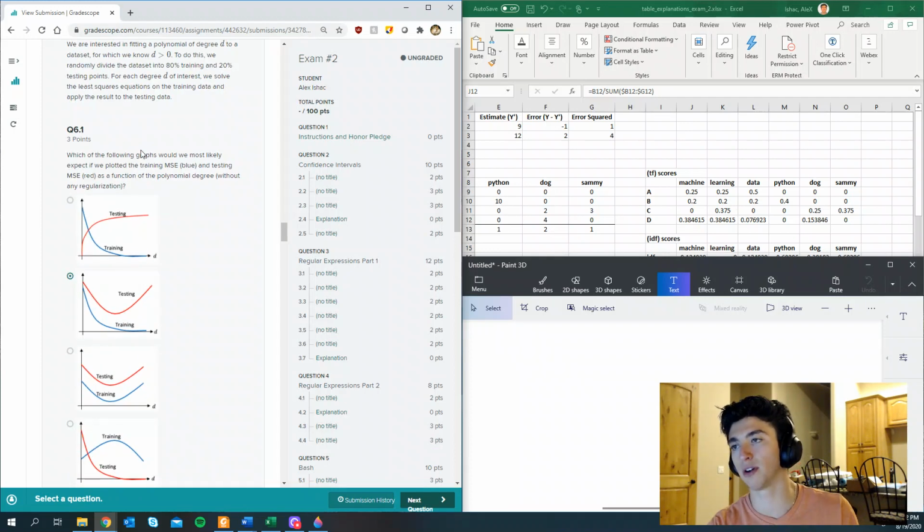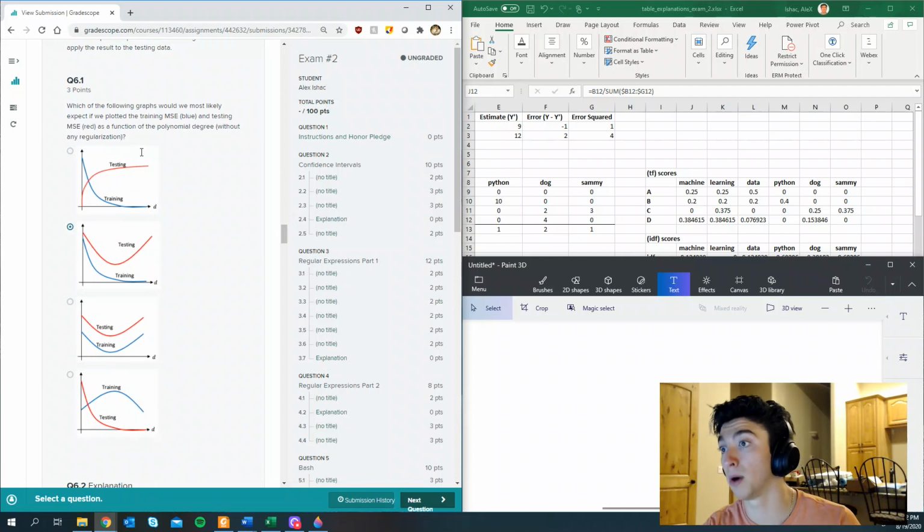6.1 is asking which of the following graphs would we most likely expect if we plotted the training MSE and testing MSE as a function of the polynomial degree without any regularization. So if we use a higher degree of polynomials, we can reduce MSE. But this isn't always a good thing because drastically increasing the degree D can lead to overfitting, sacrificing the generalizability.